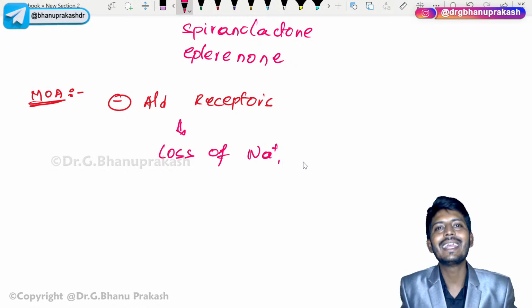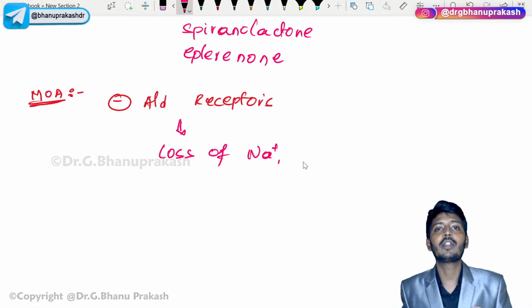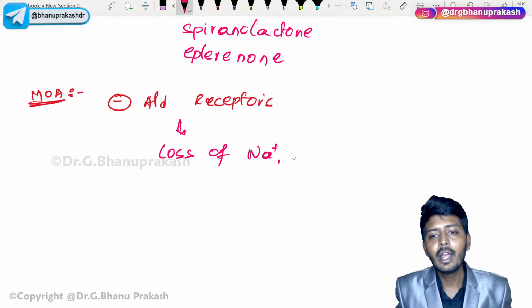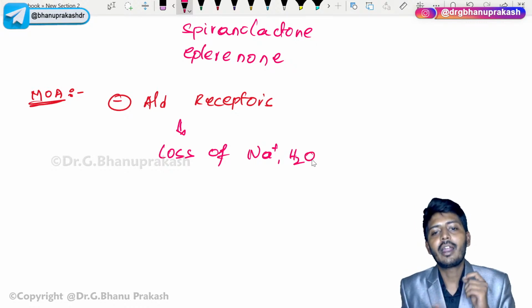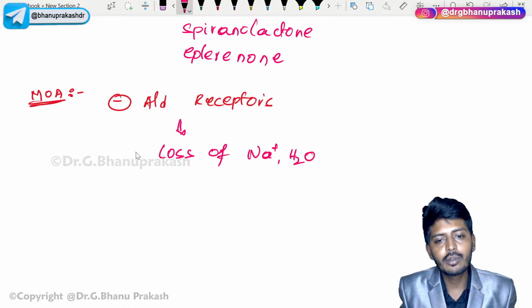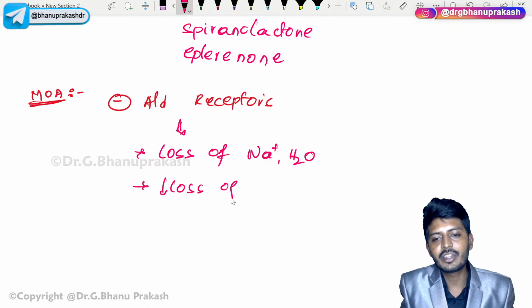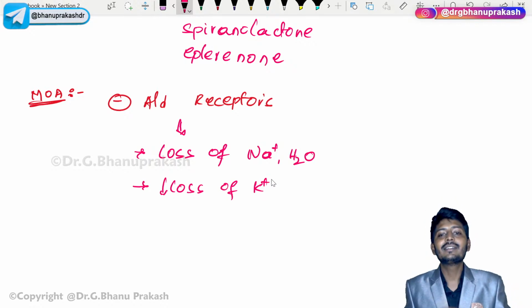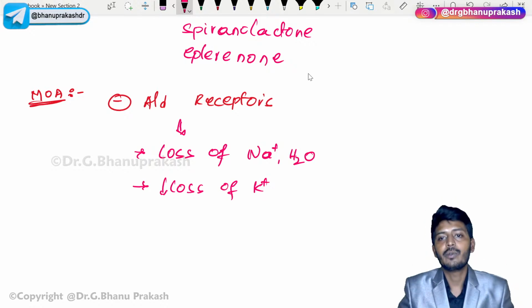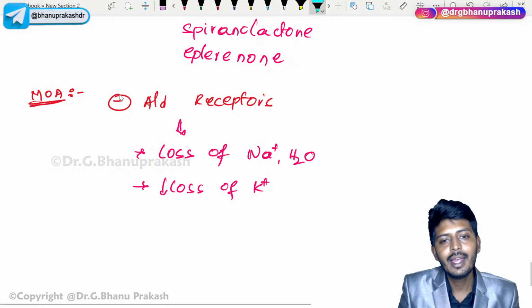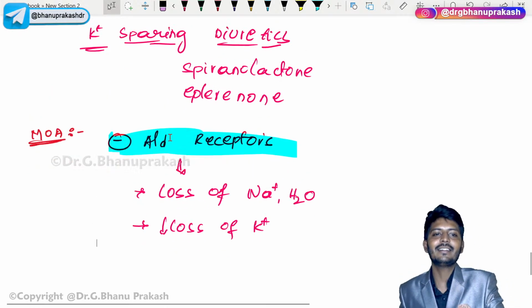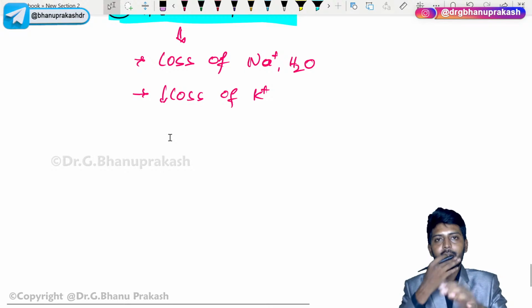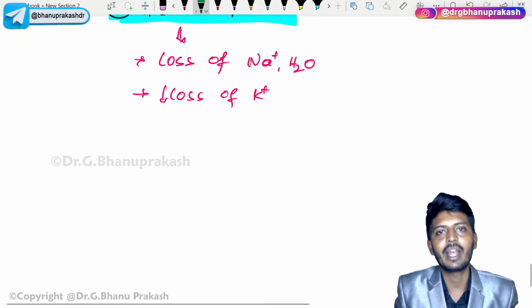And if sodium is going in the kidney, there is a golden rule: wherever sodium goes, water will follow it. So that will lead to loss of sodium and water. Our next important point, they will also decrease the loss of potassium. So this is the target of your spironolactone. Which is the target? Yes, the aldosterone receptor. That is the mechanism of action of potassium sparing diuretics.